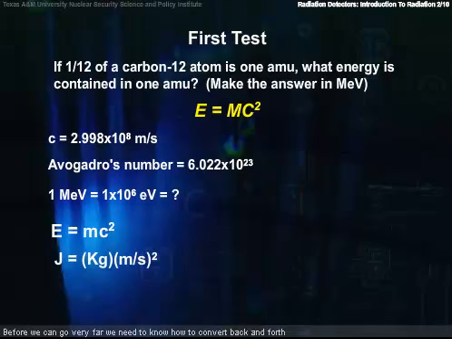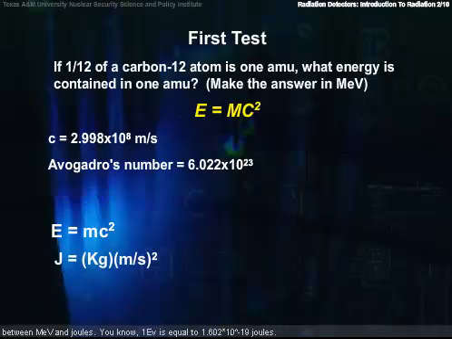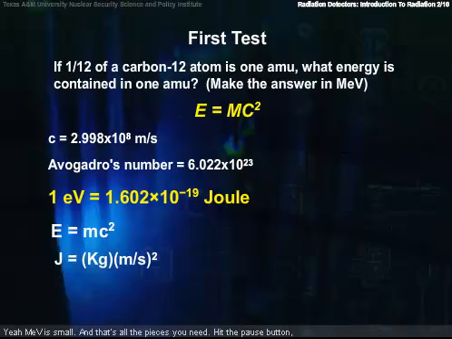Before we can go very far, we need to know how to convert back and forth between EV and joules. Here you go. 1 EV is equal to 1.602 times 10 to the minus 19th joules. Yeah, an EV is small. And that's all the pieces you need. Hit the pause button, get a pencil and paper, and work this out. You won't remember it if you don't work with it.